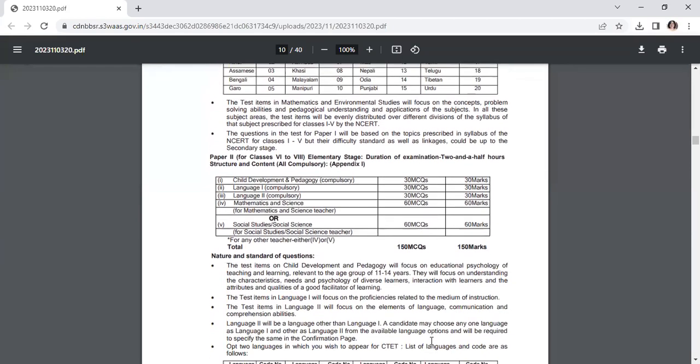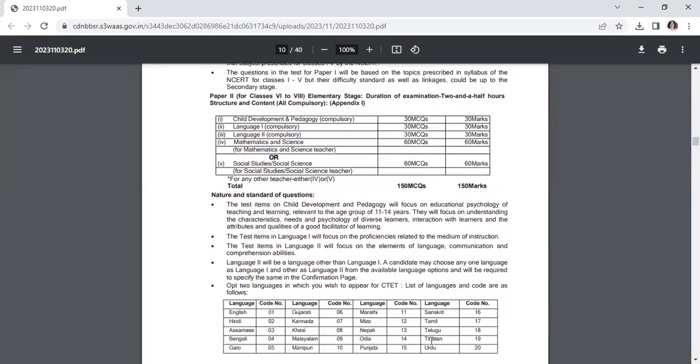Paper 2nd for classes 6 to 8th, elementary stage, duration of examination 2.5 hours, structure and content. Child development and pedagogy compulsory, 30 MCQs, 30 marks. Language compulsory, 30 MCQs, 30 marks. Language second compulsory, 30 MCQs, 30 marks. Mathematics and science, 60 MCQs, 60 marks. Then social studies, social science, 60 MCQs, 60 marks. Total 150 MCQs, 150 marks.